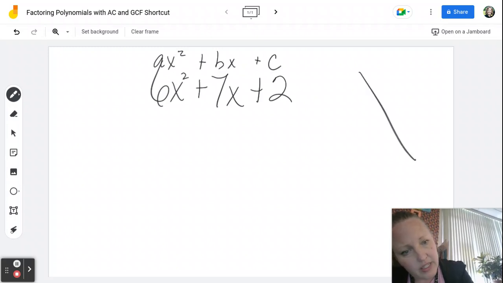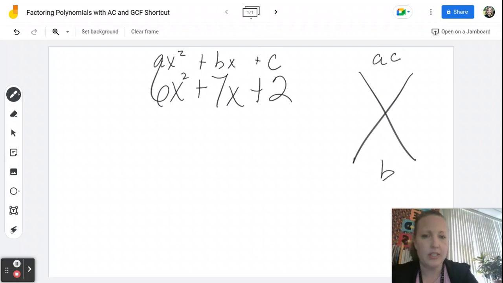So we're going to take advantage of the AC part of this method, which is multiplying a times c, which is 12. We want factors of 12 that add to be b, which is 7. And of course, we're going to get a 4 and a 3 here. 4 times 3 is 12. 4 plus 3 is 7.